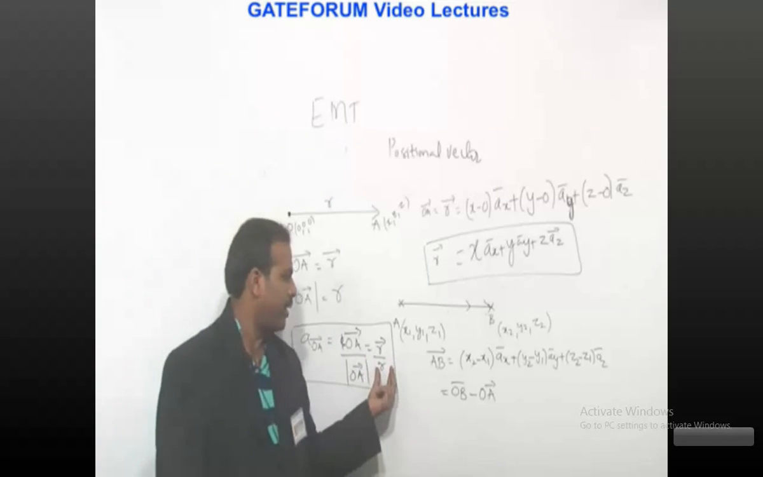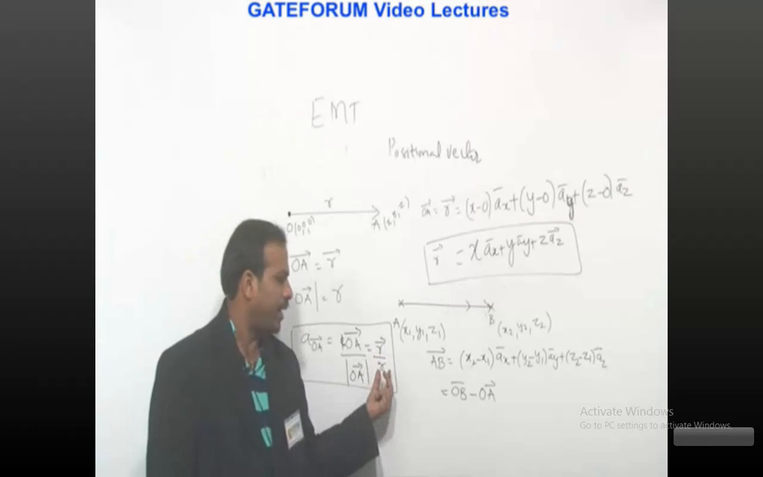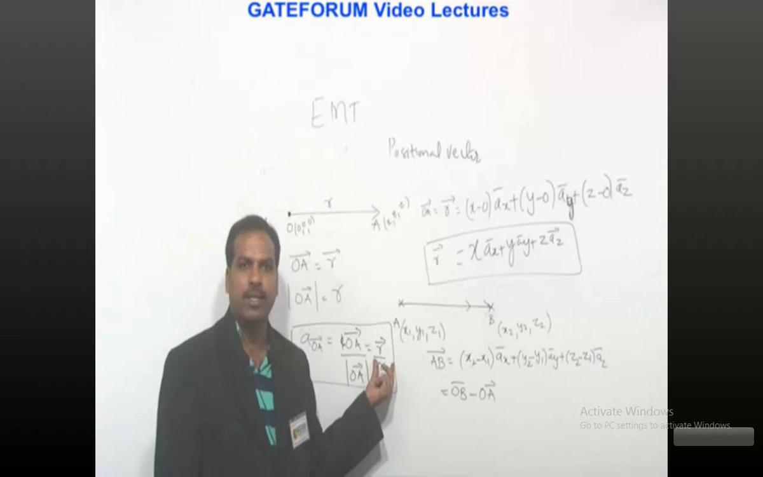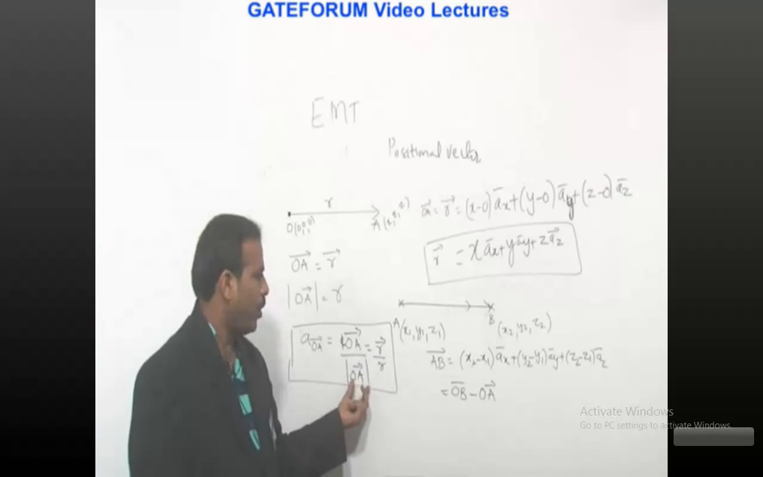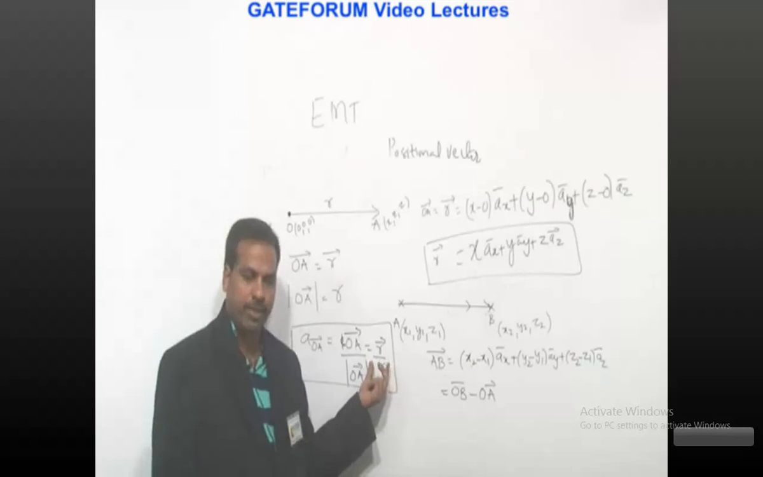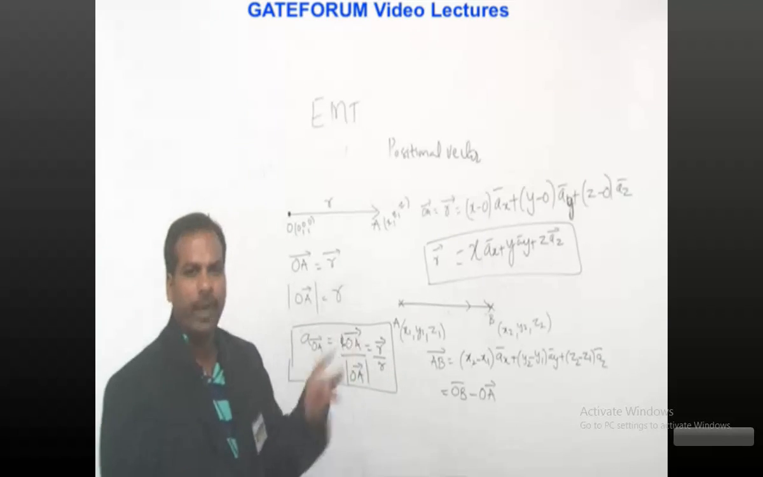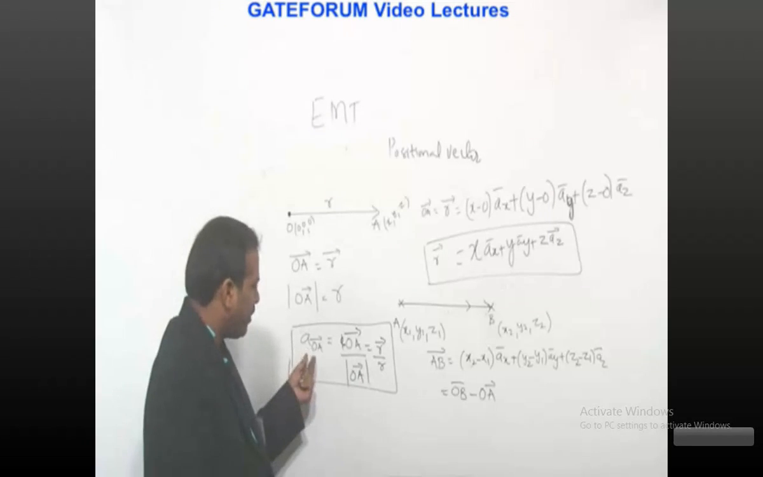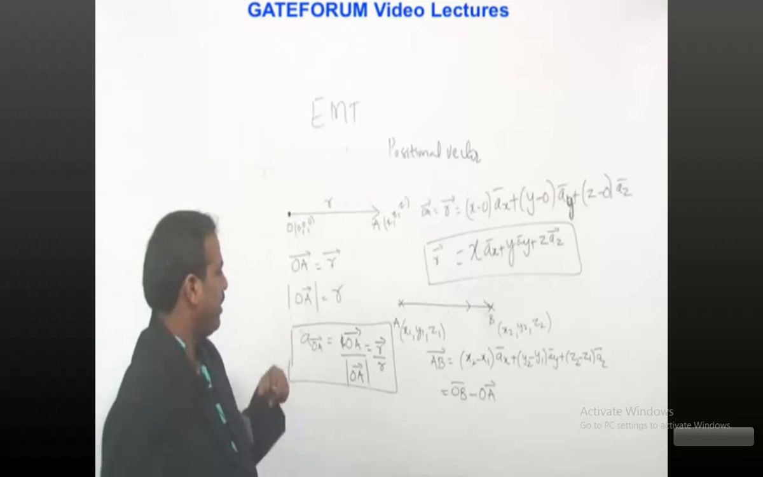Just what is being affected here when you divide with the magnitude? The entire magnitude of that vector gets affected. So that type of vector, we call it a unit vector. A vector which has unity magnitude, or magnitude as 1, we can call a unit vector.